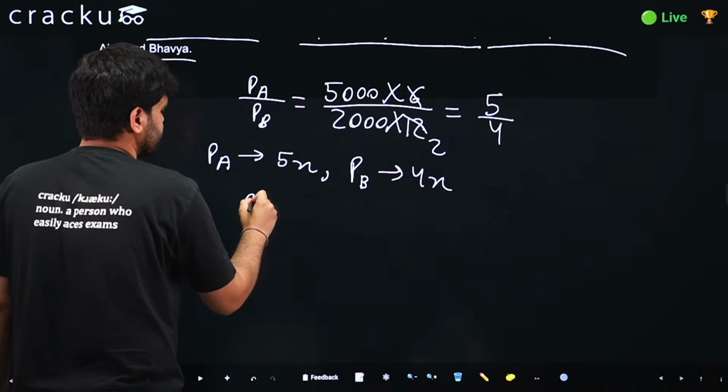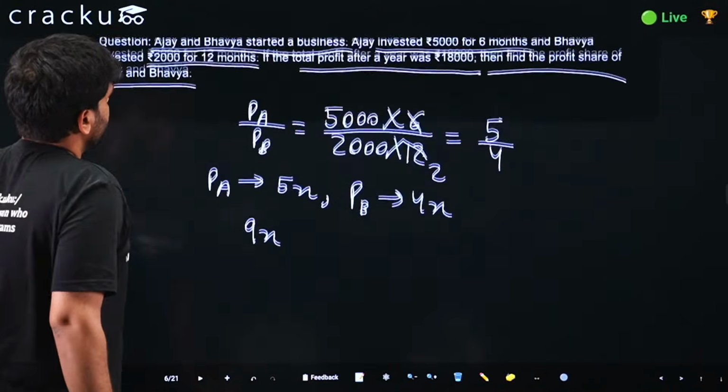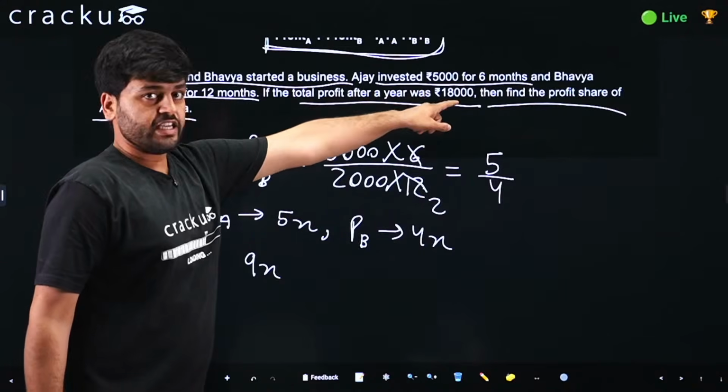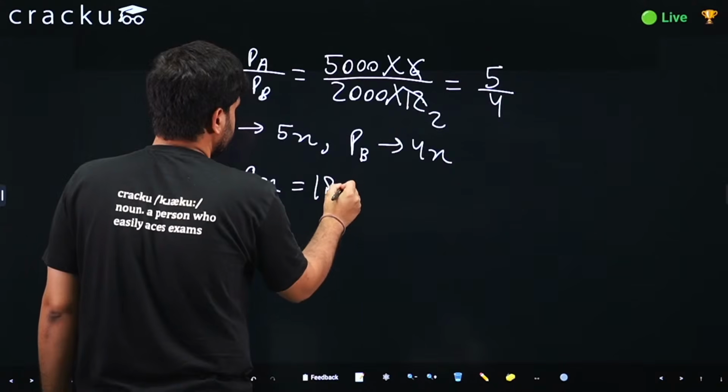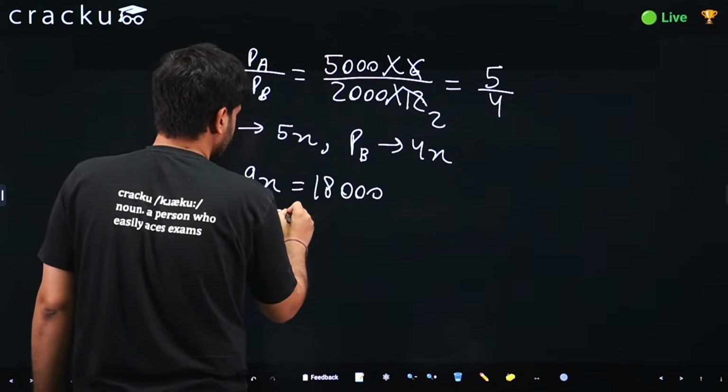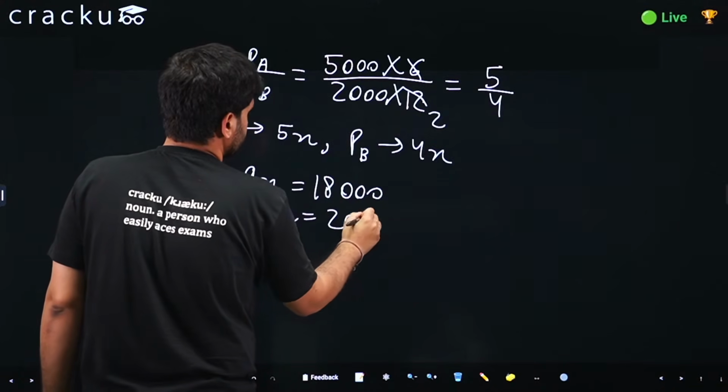Now we know the total profit would be 5x plus 4x, which is 9x, and we are given that total profit was 18,000 after a year. So 9x would be equal to 18,000. X comes out as 2,000.